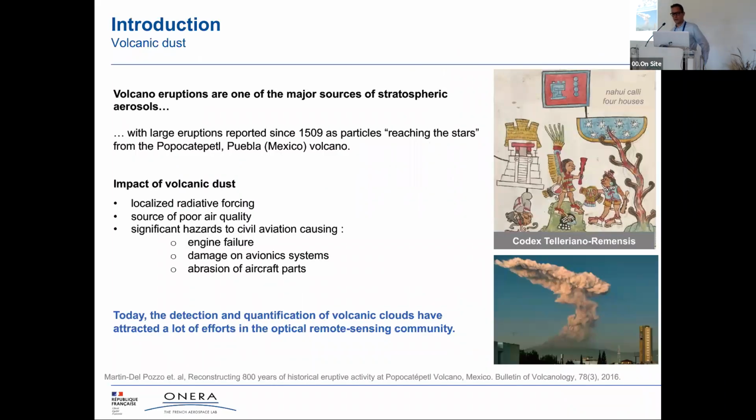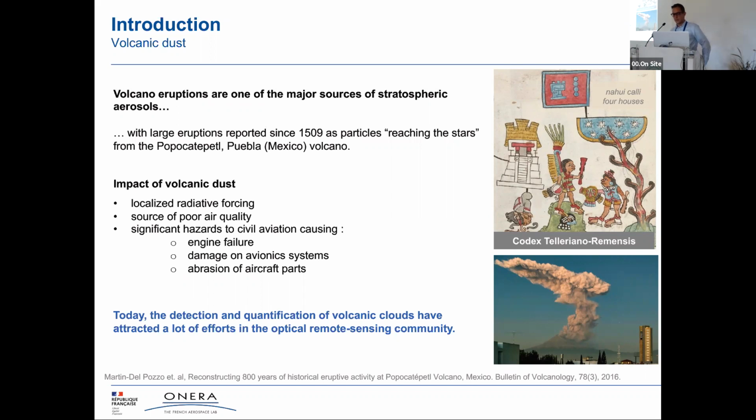So as you know, volcano eruptions, we talked about those dust emissions a lot this morning, are one of the major sources of stratospheric aerosols. And those eruptions have been reported and recorded in pre-Hispanic codex since 1509 as particles reaching the stars from this volcano. So this has been recorded and has been a concern for human beings living around for several years. And regarding the impact of volcanic dust, there are several main impacts that we can mention.